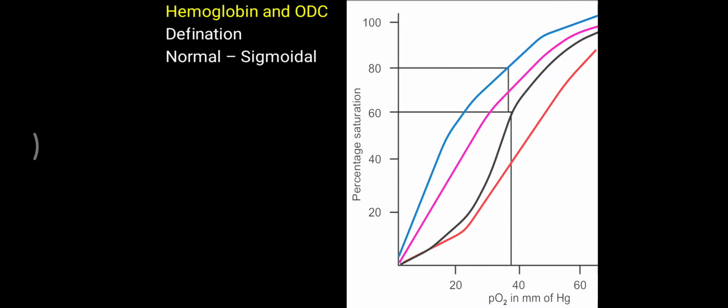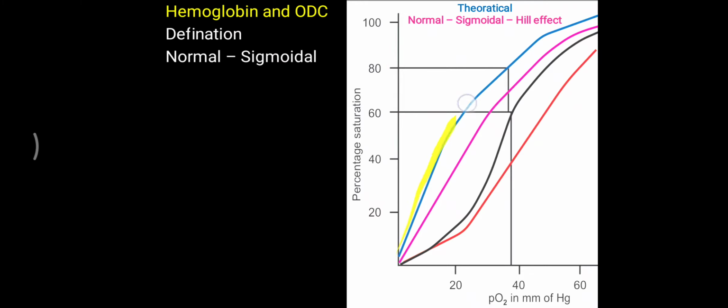Then we will look at the normal sigmoidal curve of the ODC, meaning oxygen dissociation curve. So here there is a theoretical curve of this ODC. Here on the x-axis, there is the partial pressure of oxygen in mm of Hg, while on the y-axis there is the percentage of saturation of the hemoglobin.